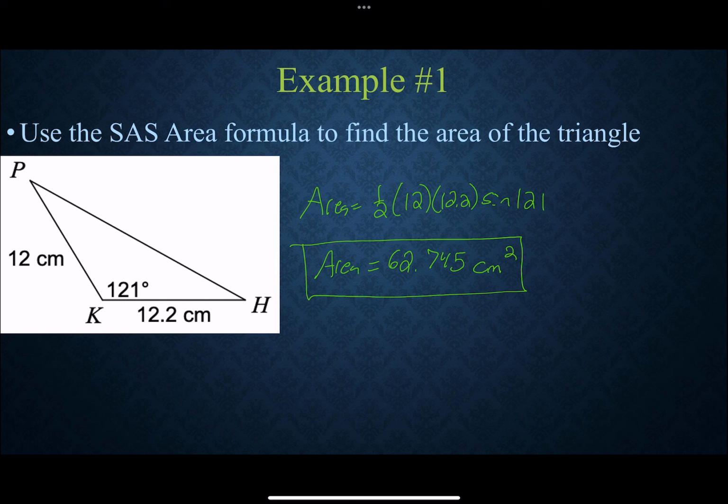That's all we got to do. It's very straightforward. There's nothing really too involved with how we're finding our area. It's just a simple product. The biggest key really is making sure you're identifying the correct side and angles to work together, and that your calculator is in the appropriate mode, degrees for our triangle. So that's the side angle side area formula.